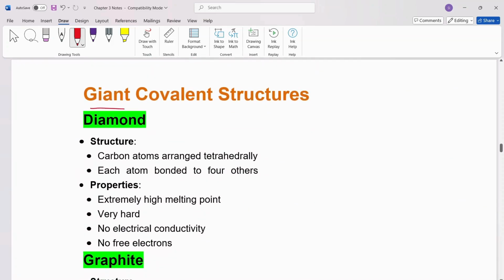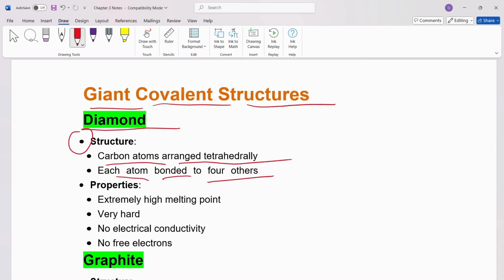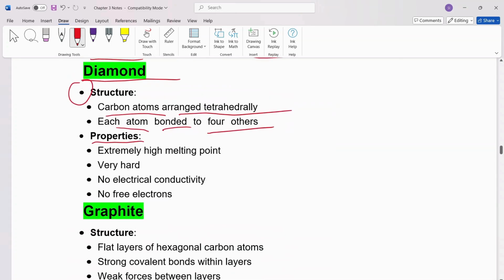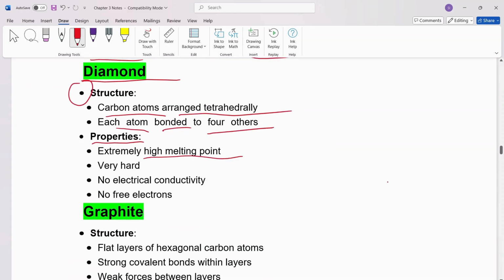Now let's talk about giant covalent structures. Diamond, for example: the structure is carbon atoms arranged tetrahedrally. Each atom is bonded to four others. Tetra means four. Properties include extremely high melting point, very hard, no electrical conductivity, and no free electrons. Important from an examination perspective.